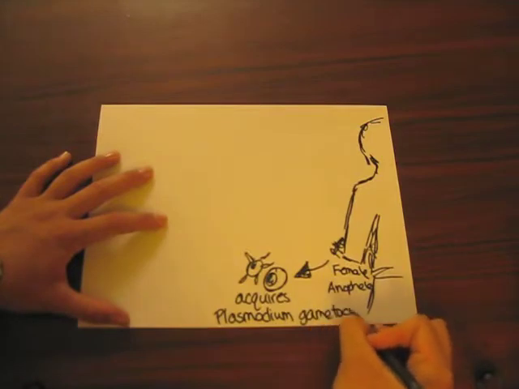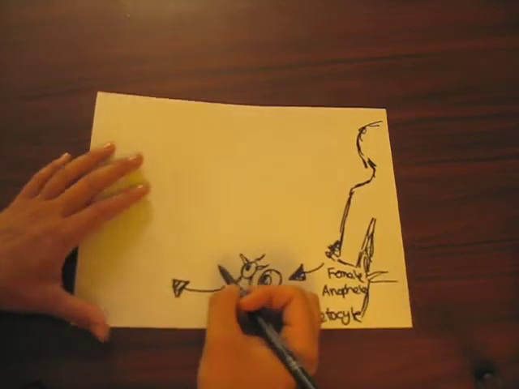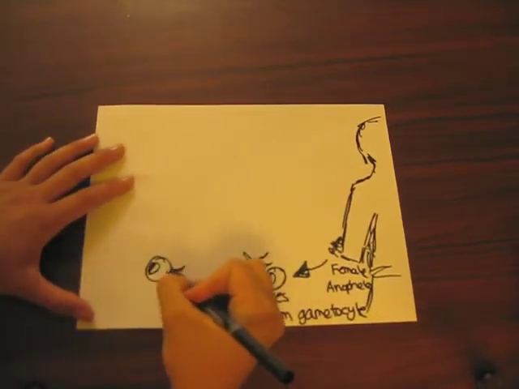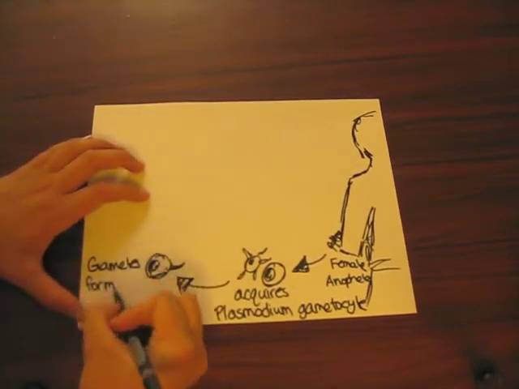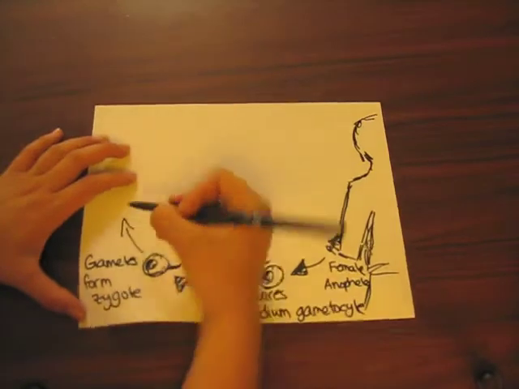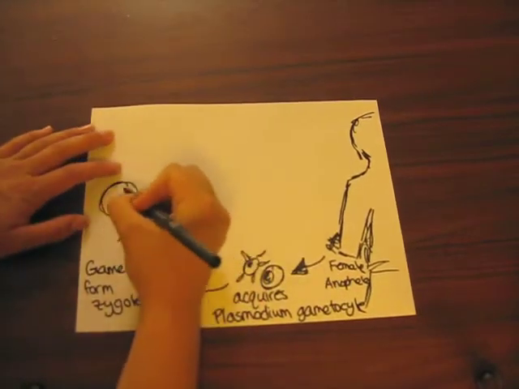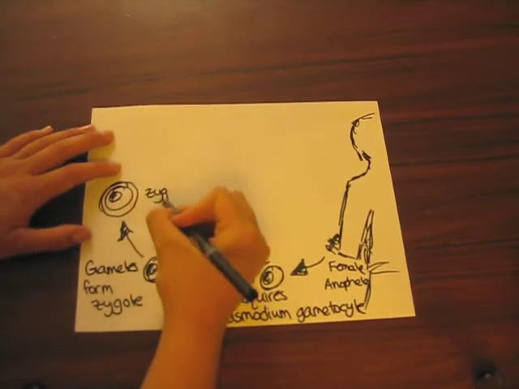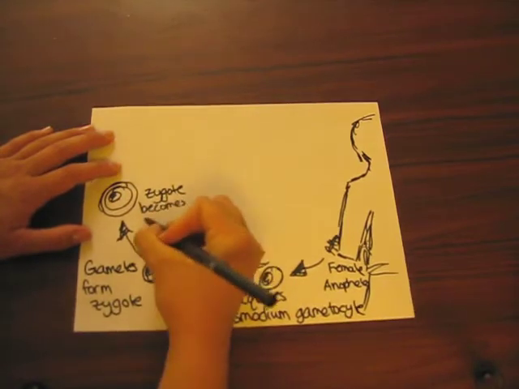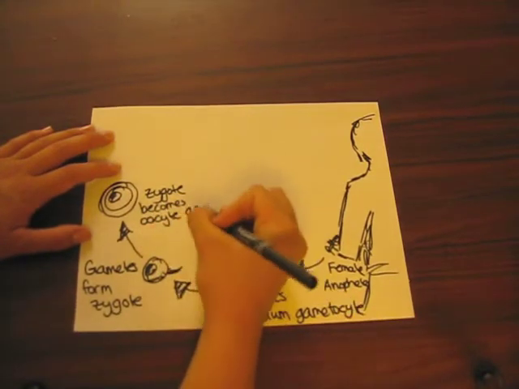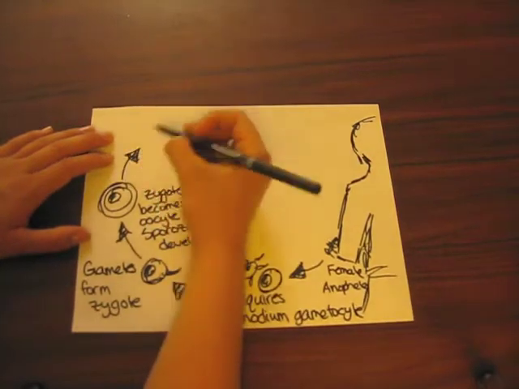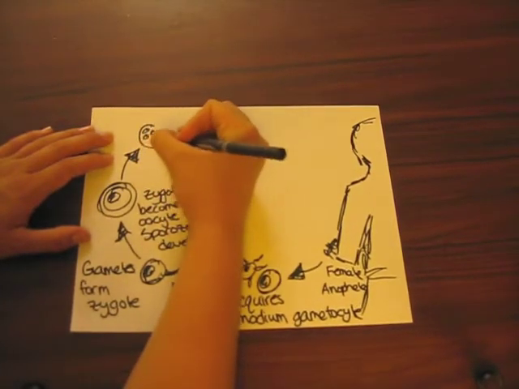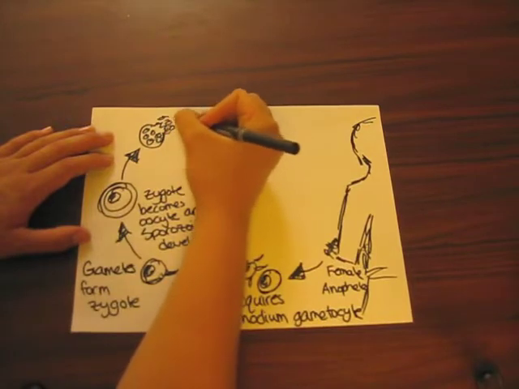They're usually female, and then the gametocytes develop and fuse in the mosquito's digestive tract to form a zygote. This is where fertilization occurs. The zygote then undergoes development to form an oocyst. Sporozoites develop in this oocyst. Thousands of sporozoites emerge from the oocyst and invade the salivary gland.